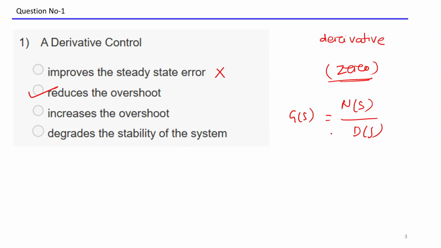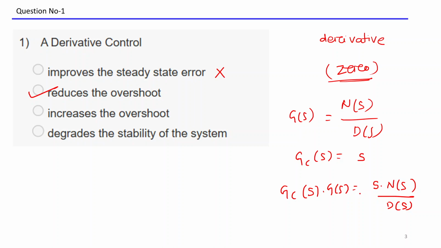Whenever you are adding a derivative controller, you have to add a compensator. With that compensator you are adding some zero. If this zero is at the origin, then it will be only s. If you write the total transfer function, now Gc(s) into G(s), this is the total transfer function including the plant and the compensator. So this s will be multiplied in the numerator.